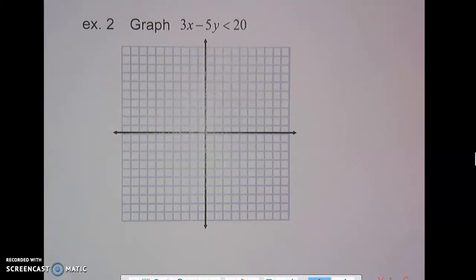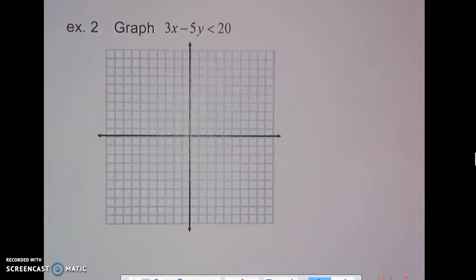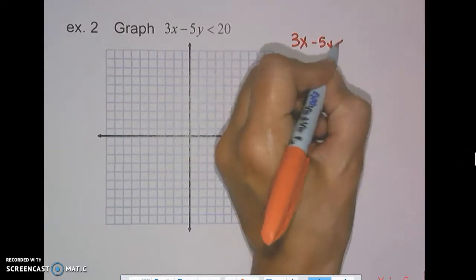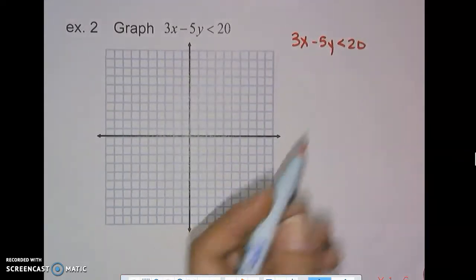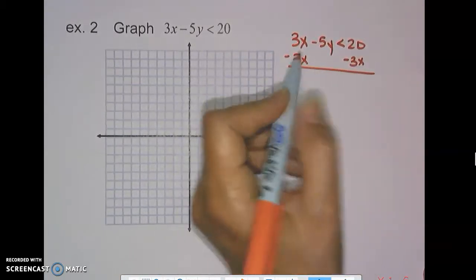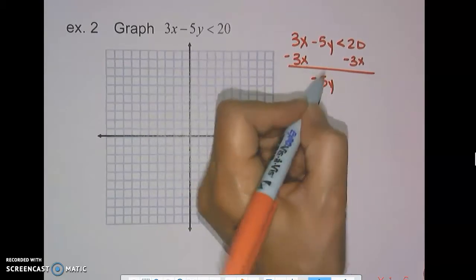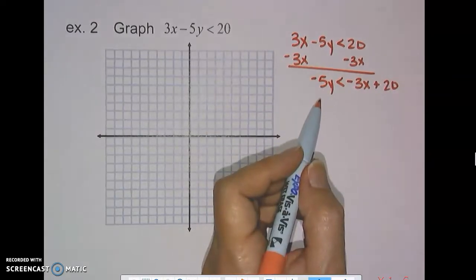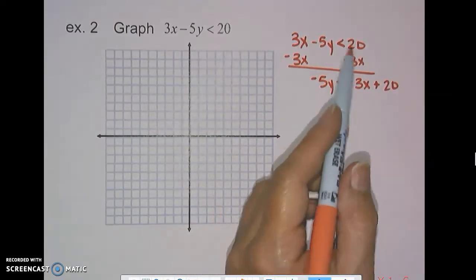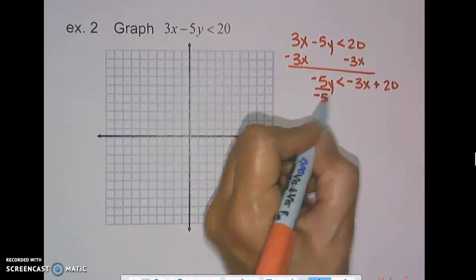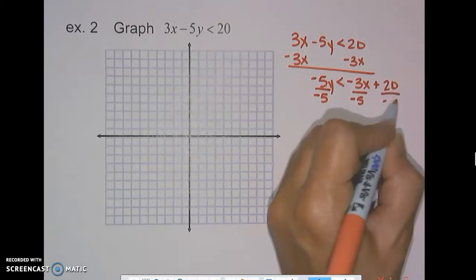All right, the other one we're going to look at here is 3x minus 5y is less than 20. And again, it's not in y equals mx plus b form, so we're going to get it there first. 2 steps to getting y by itself. We need to move the x's, so since they were positive 3x's, we're going to subtract them. Don't forget this negative. So we have negative 5y is less than negative 3x plus 20, since that's a positive 20. We're going to divide each piece by negative 5.